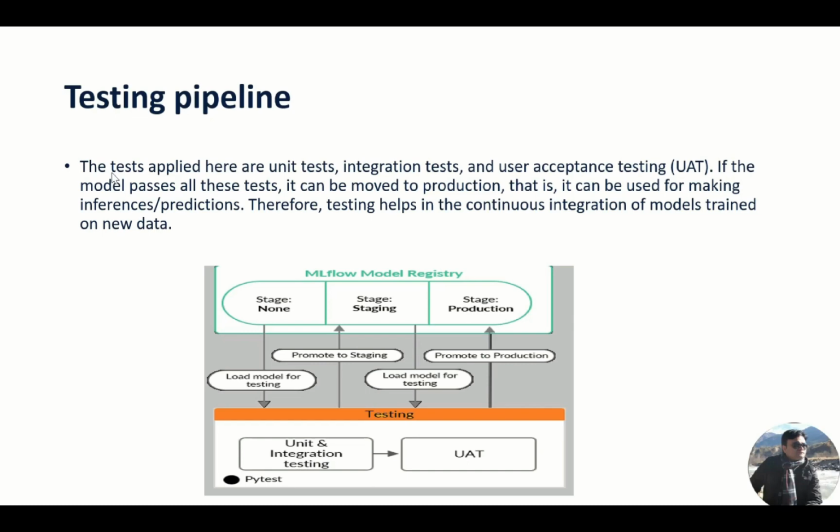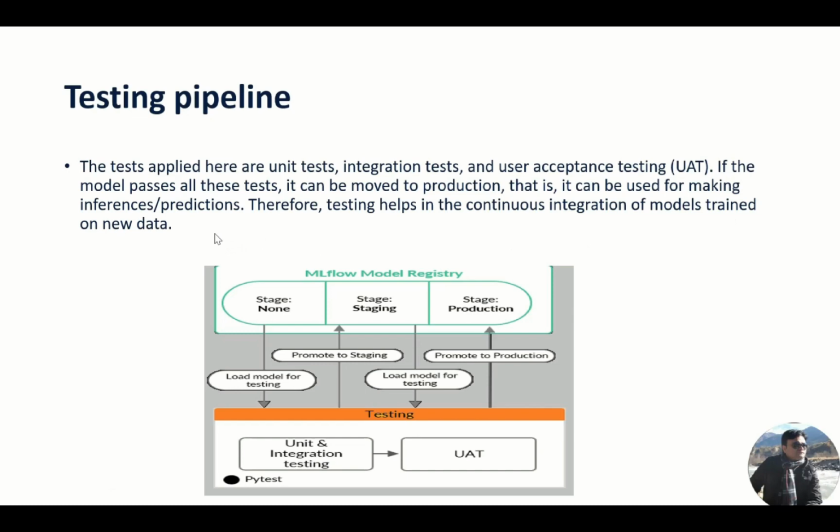So now we will come to the content here. The tests applied here are the unit tests, integration tests, and user acceptance testing, right? What we have discussed. If the model passes all these tests, it can be moved to production, that is, it can be used for making inferences and predictions. So once the testing is done, it will be handed over to the inference pipeline for making the predictions. Therefore, testing helps in continuous integration of the model trained on new data.